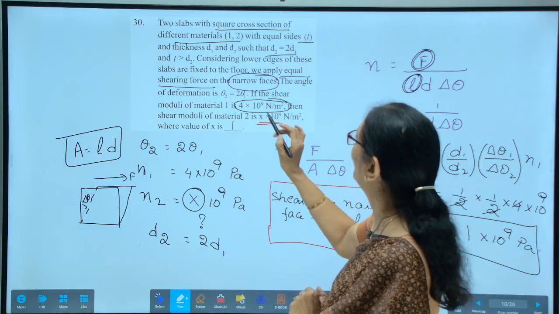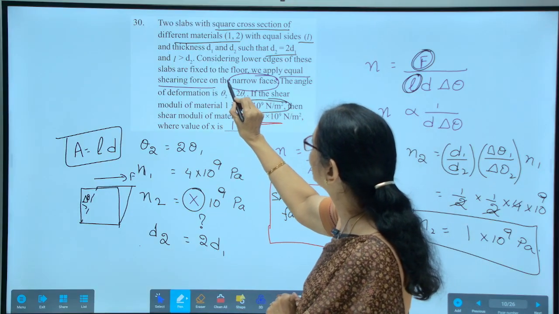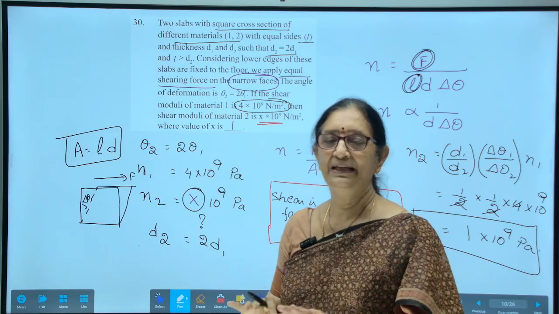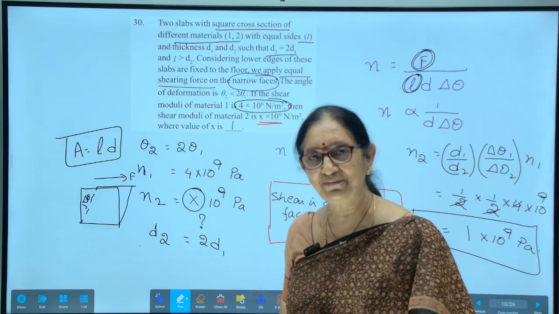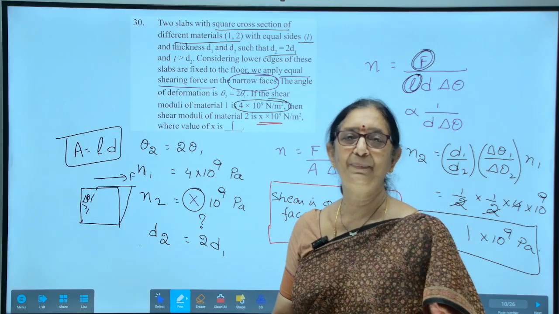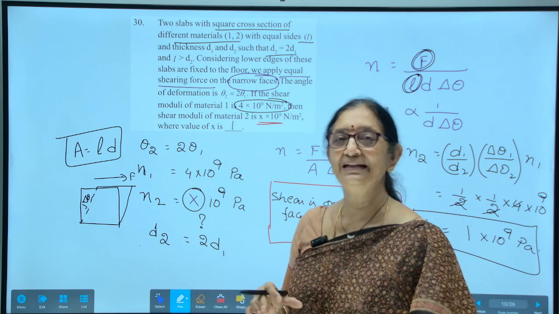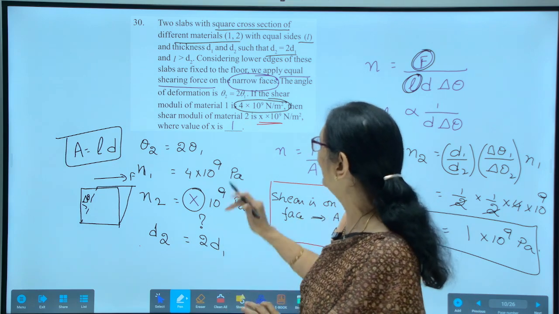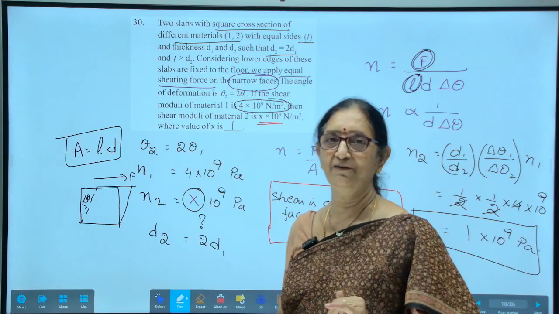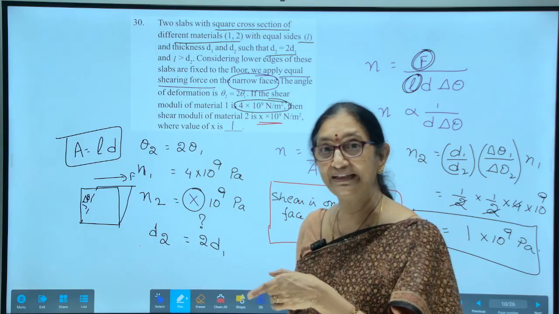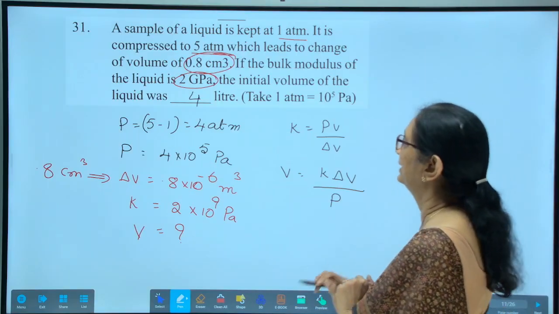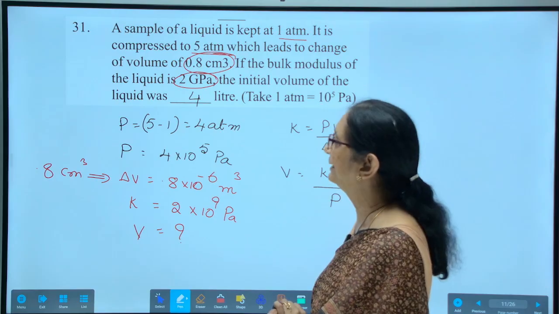Here the most important thing is shearing force is on the narrow face, not on the square face. If shearing force is applied on the square face, area of cross section becomes the same, and then delta theta is independent of the thickness. But here it is mentioned that shearing force is on the narrow face, so area of cross section becomes length into d, that is the thickness. That is the most important idea you have to register. Come back to this 31st problem.